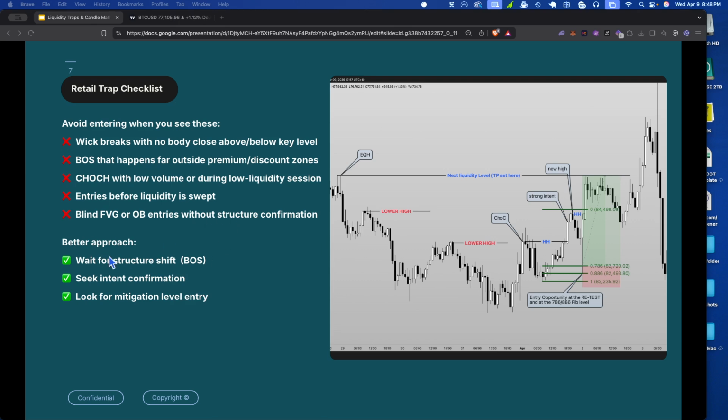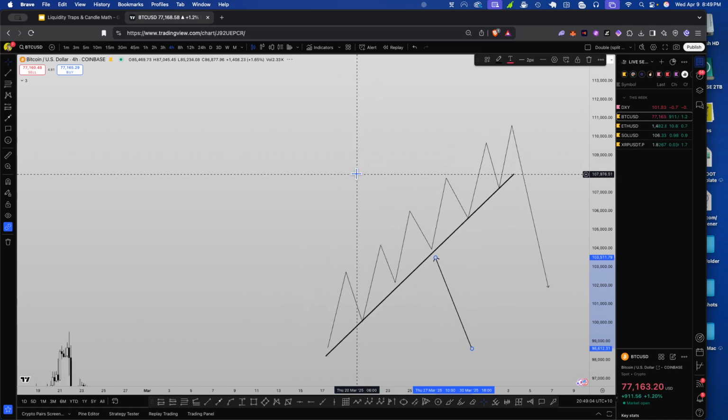Instead, what we should be doing is wait for the structure to shift, otherwise known as BOS, break of structure. We want to seek intent confirmation, meaning strong intent, strong closes above or below, and look for a mitigation level entry. Now, I just took this on Bitcoin, so we can actually go back.